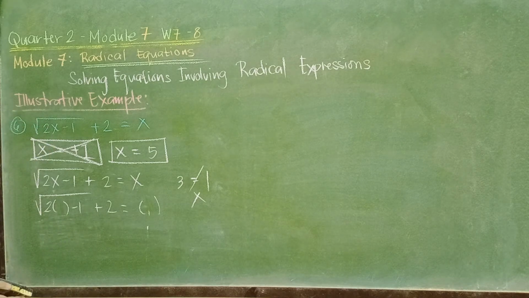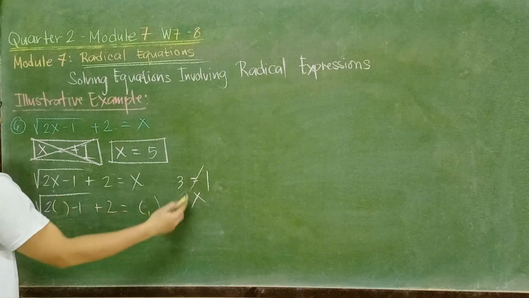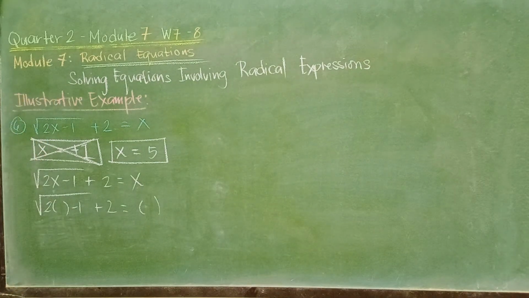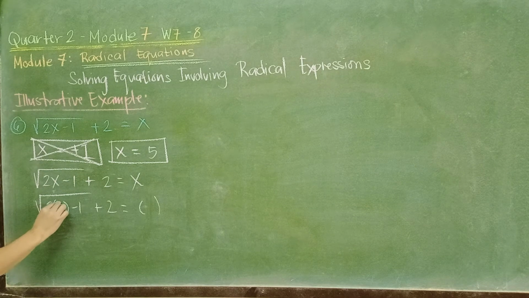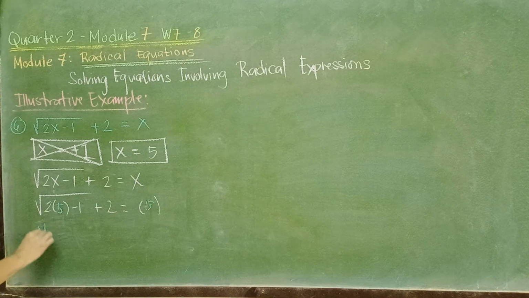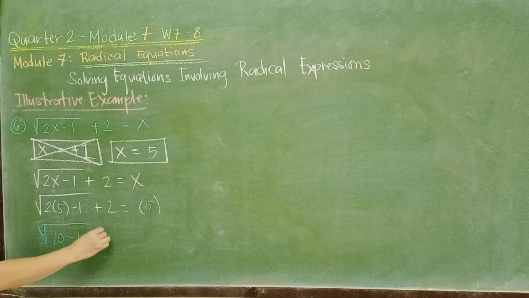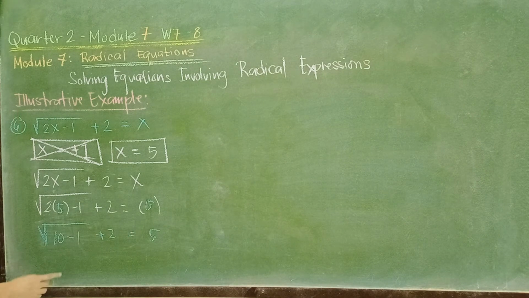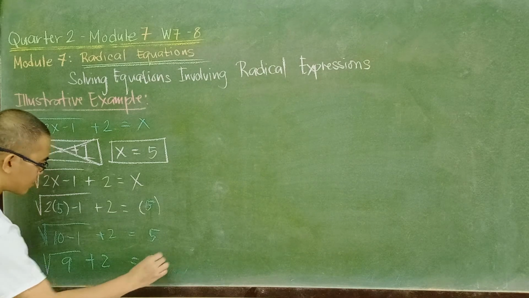Hindi siya pwedeng gamitin solution kasi yung final answer natin hindi nag-equal. So gamitin natin yung 5. So this is 5, this is 5. So 2 times 5, that is 10, minus 1 plus 2, this is 5. So 10 minus 1, that is the square root of 9 plus 2 is equal to 5.